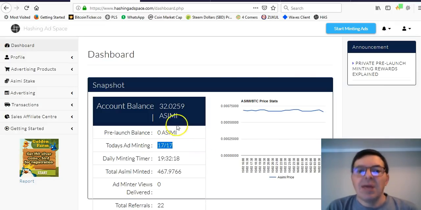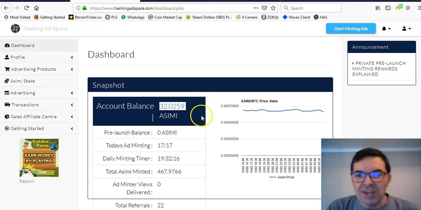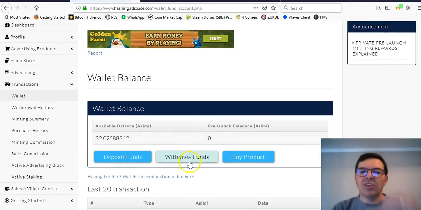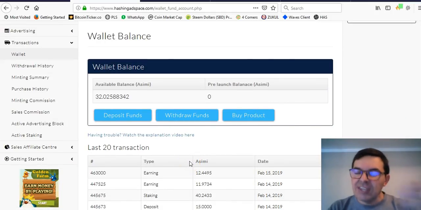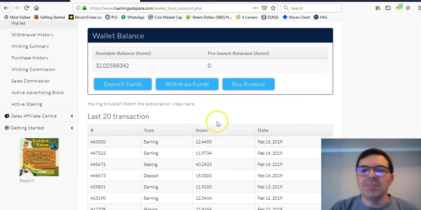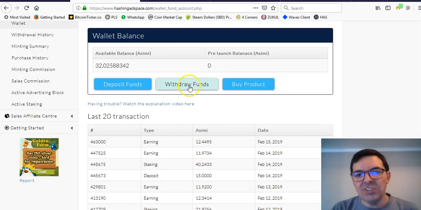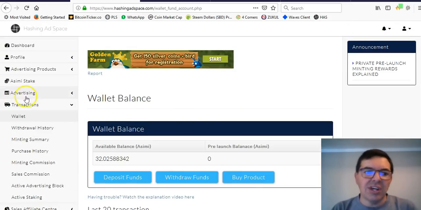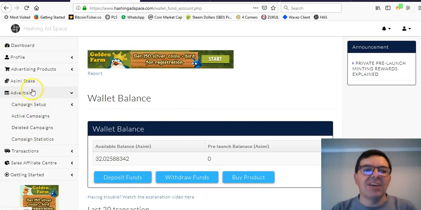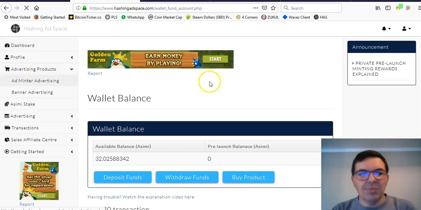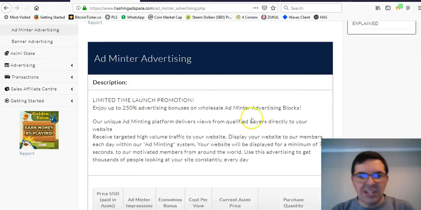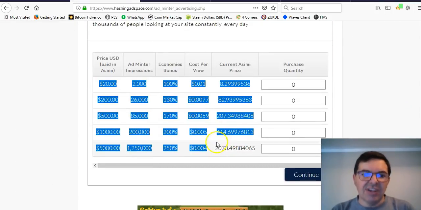I'm already earning that on paper. This Asimi that I've earned there, that 32, I can withdraw. But at the moment I'm compounding. I'm using the earned Asimi to stake more Asimi, and then increase my earnings that way. So you can see deposit, withdraw, byproduct. The byproduct is the advertisers. The advertisers also come in here and buy advertising. Here are the advertising products. They can buy this banner here or that banner there on the left.